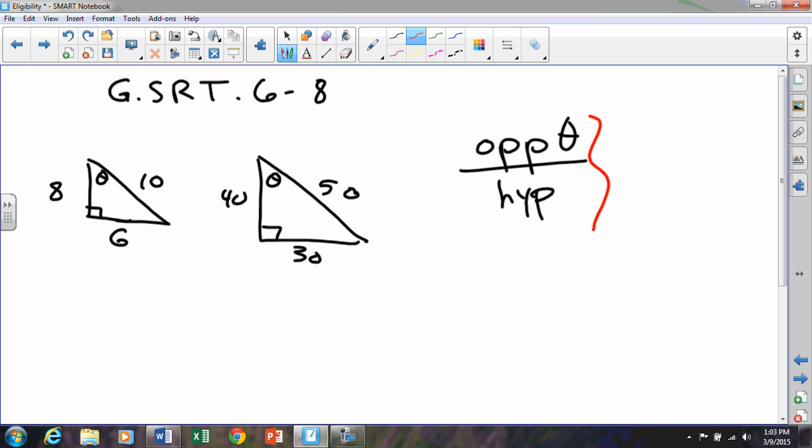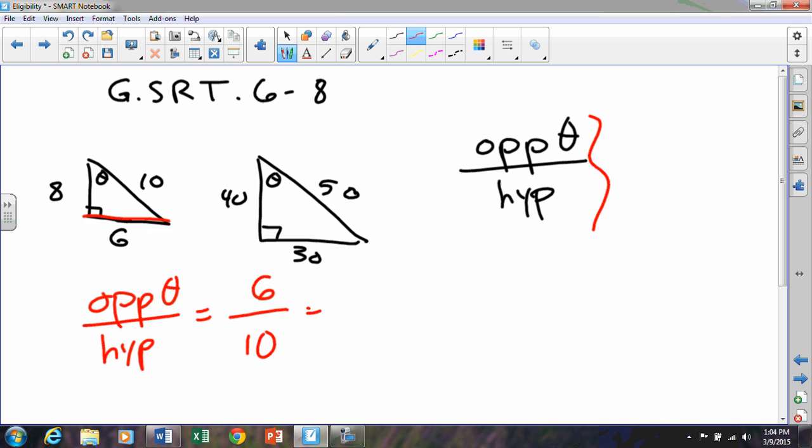And one very quick, very easy way of doing that is to say opposite of theta over hypotenuse on the left triangle. Well, which side is opposite of theta? Yeah, that's our bottom side, the 6. What is the length of the hypotenuse? So we'd have 6 over 10, and if we divided it out, we'd get the fraction 3 over 5 when we simplify.